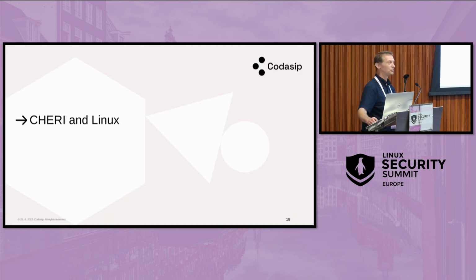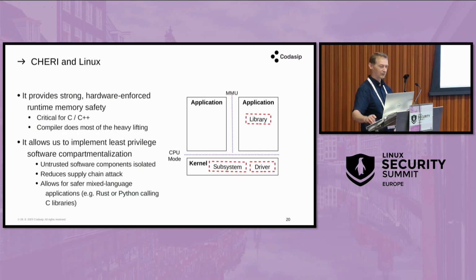Okay, so CHERI on Linux. Why do we want it on Linux? Well, obviously one of the things we want to do is memory safety. Linux is written mostly in C. C's not a memory safe language. We would like to put memory safety in it. Good thing to do for a start. User space, C++ as well, suffers the same issue. As I mentioned, the compiler does most of the heavy lifting for this. Not all, but most.